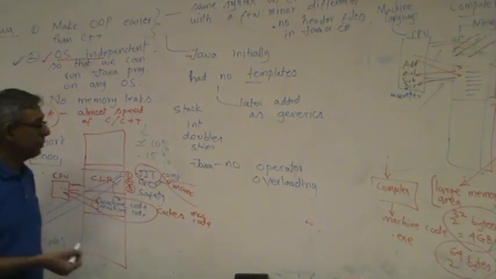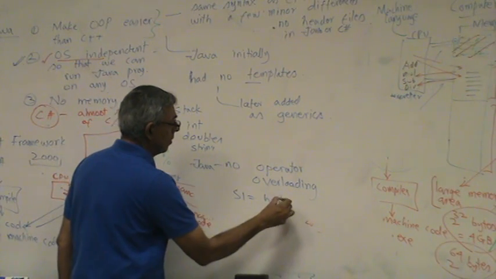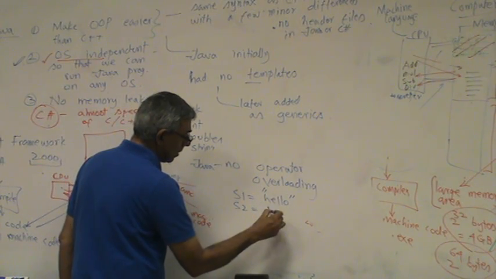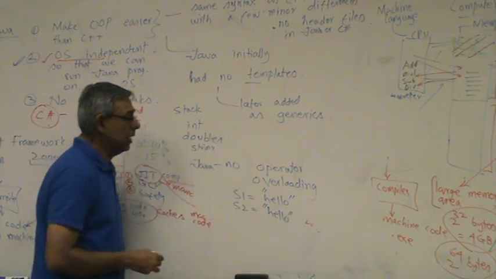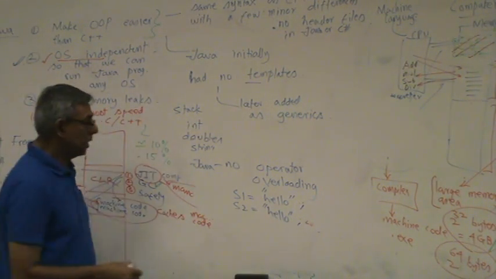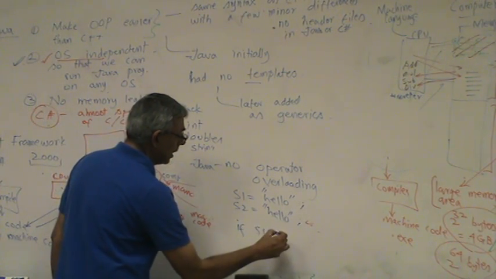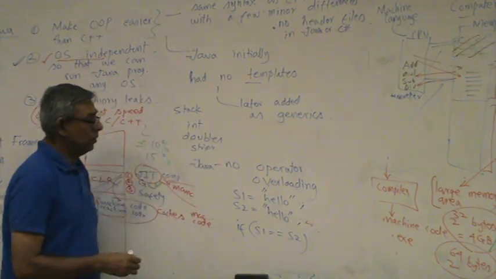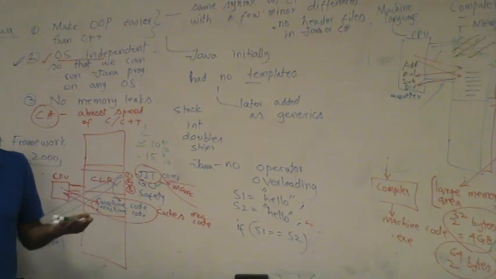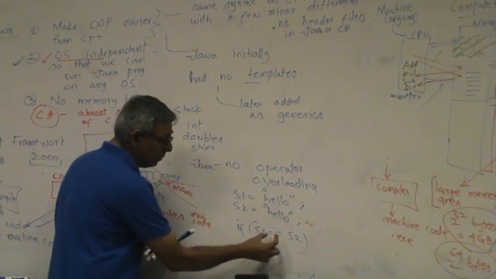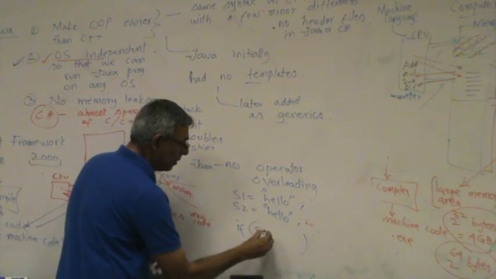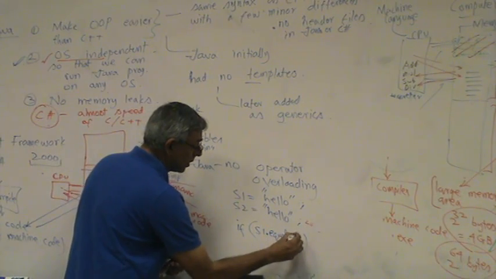For example, if you created two strings, s1 equal to hello, and s2 also equal to hello, and you wanted to compare whether both strings are the same in Java, if you try to write this code, if s1 equal to s2, will that work in Java? No. It will always return false, even though they contain the same thing, right? So how do we do it in Java? Because there is no overloading of the equal to operator, you have to do s1.equals(s2), right?